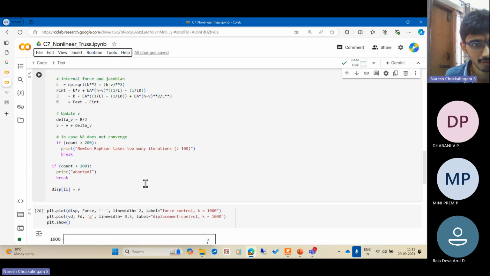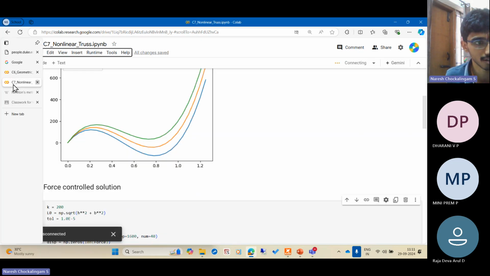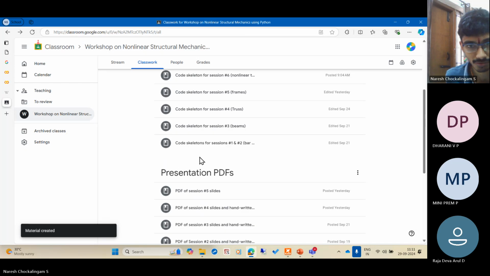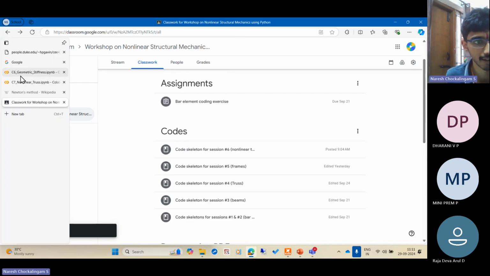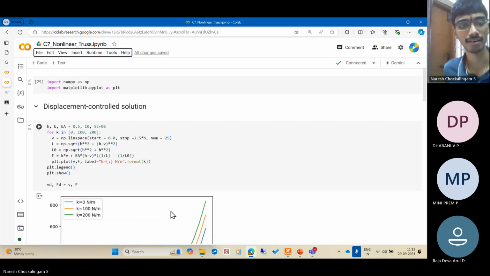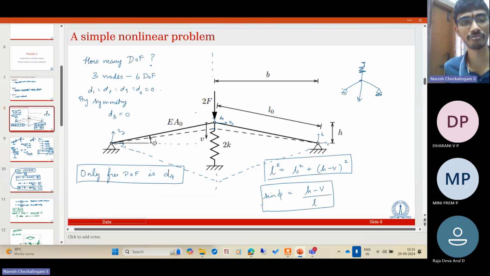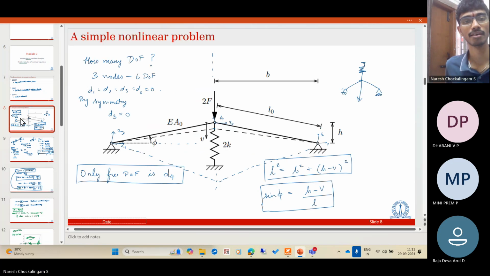Okay, so this is one example, and this is already saved in your classroom. Yeah, this session 6 is already saved. You can find this code there. So we have some more to do. This is just a truss. Our next target is to do a frame, right? But before that, there are some concepts to be covered. But I think module 3 is mainly done. So I did an introduction to nonlinear analysis, and we also did an iterative solution of one problem.